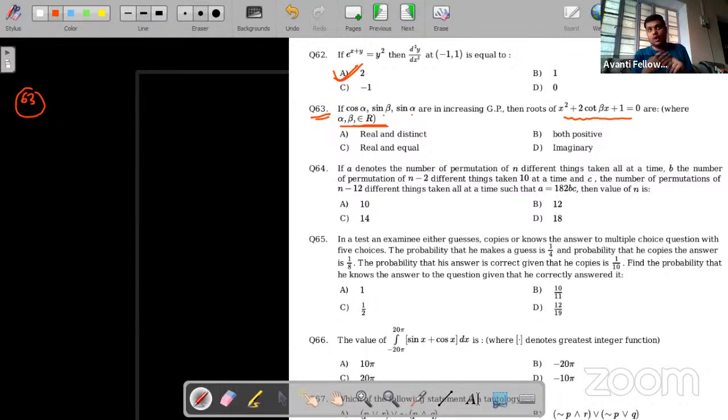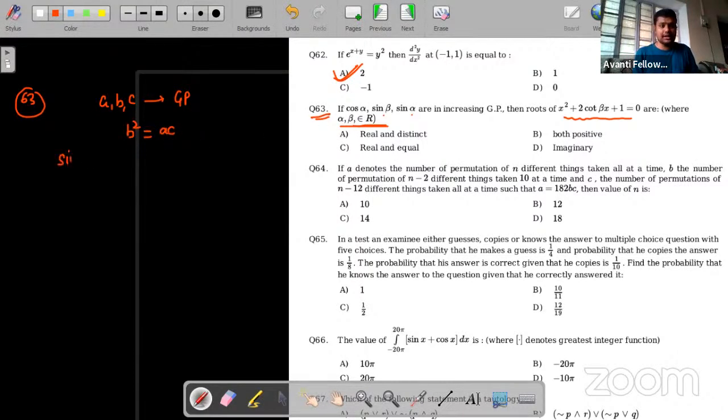So we already know that in an increasing GP, R should be positive as well as greater than 1. That is how we are going to make an increasing GP. Clear? Also, these three terms are in GP, so we can write that the middle term square is equal to the product of the first and last term, because if A, B, C are in GP, then B square is equal to AC. So I'm going to use that here.